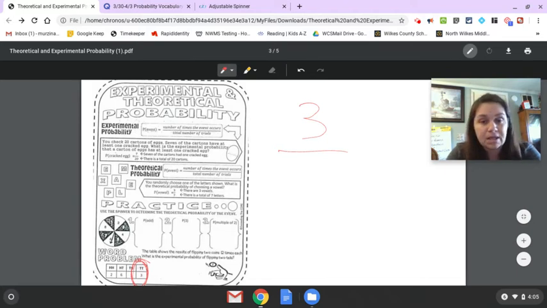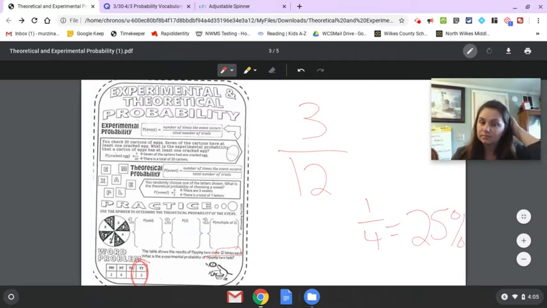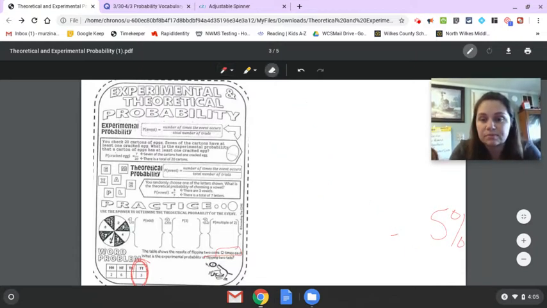And then here it says experimental probability is the number of times the event occurs divided by the total number of trials. So in this case, we had 12 times. That's how many times we did it. So 3 out of the 12 times we flipped 2 tails, which is the same as 1/4, or 1 out of 4, and that's 25%. So there are those examples on the first page.